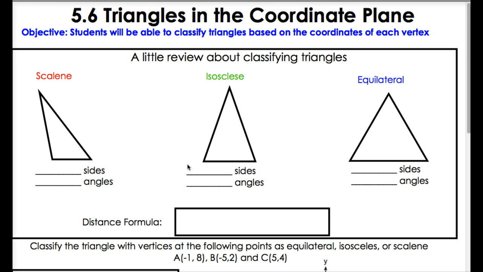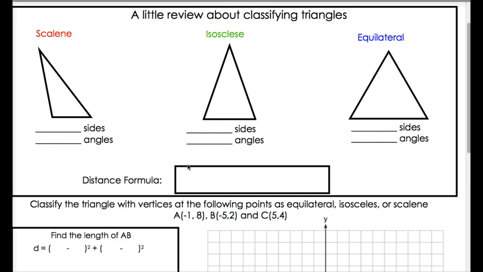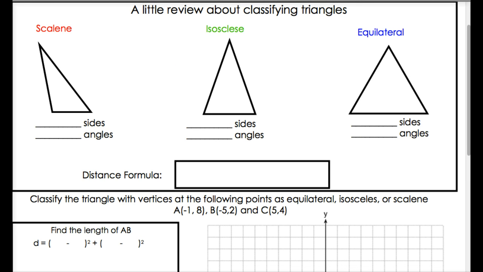So, what are we going to be doing? We're going to be putting some triangles on the coordinate plane and we're going to be classifying them. I know, I know. Hold on, it's about to happen. So let's do a little reminder on what the different kinds of triangles are. There's scalene, isosceles, and equilateral. Scalene: no equal sides, no equal angles. Isosceles: two equal sides and two equal angles. And equilateral is three congruent sides, or three equal sides, and three equal angles.